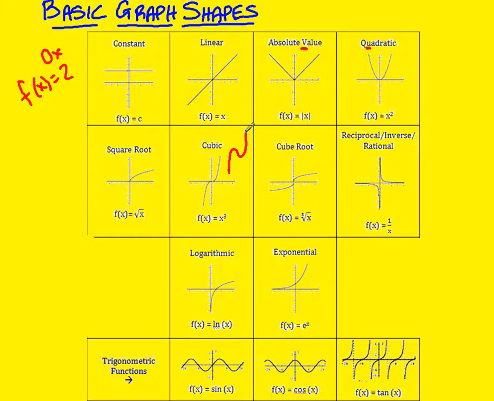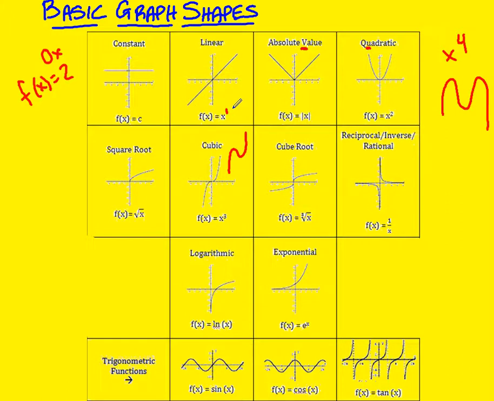Notice cubic, x cubed, has 2 bumps. Quadratic, x squared, only has 1 bump. What do you think x to the 4th would look like in general? Probably something with 3 bumps. So 1, 2, 3 bumps. That's just something to keep in mind. However many bumps you have is 1 less than your exponent. So right here, x to the 1st should have 0 bumps, 1 less than that.